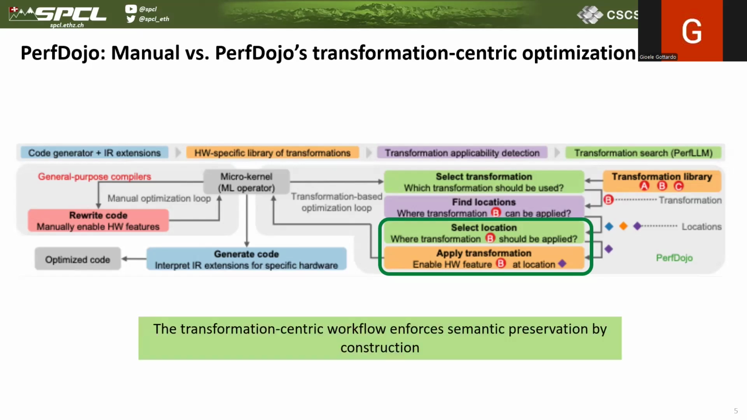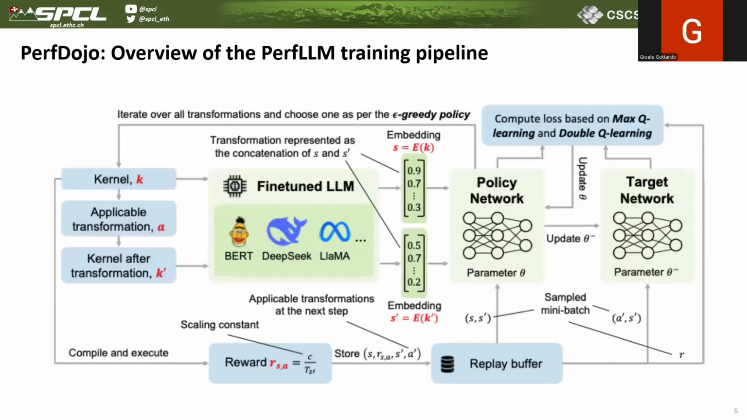And very crucial for this system is again the semantic preservation, so that we can safely apply the transformations without worrying about the correctness. And this is especially important for an automatic system like PerfLLM that really uses this safe environment to automatize the selection of transformations. And PerfLLM, more specifically, uses large language models and reinforcement learning to select the best transformations for a given kernel.